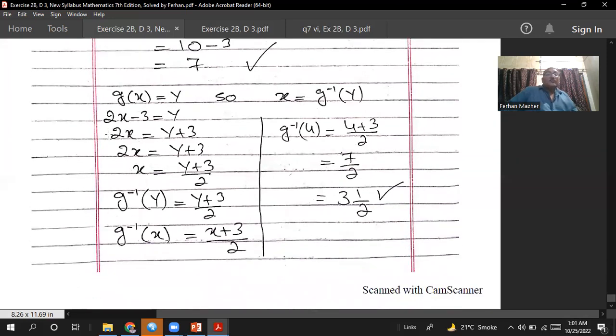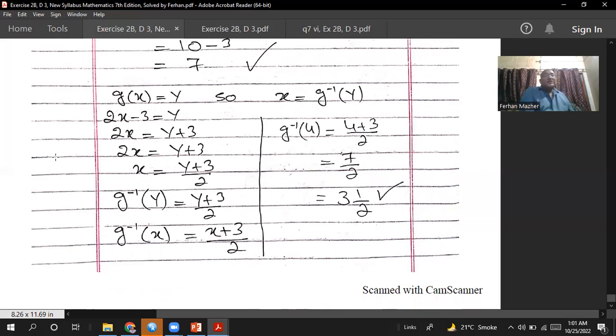g of x is equal to y. So I write there 2x minus 3 is equal to y. So 2x is equal to y plus 3, the whole thing. Okay, so x will be equal to y plus 3, the whole thing, divided by 2. So x can be replaced with g inverse of y, and that will be equal to y plus 3 by 2. And g inverse of x will be equal to x plus 3 divided by 2.